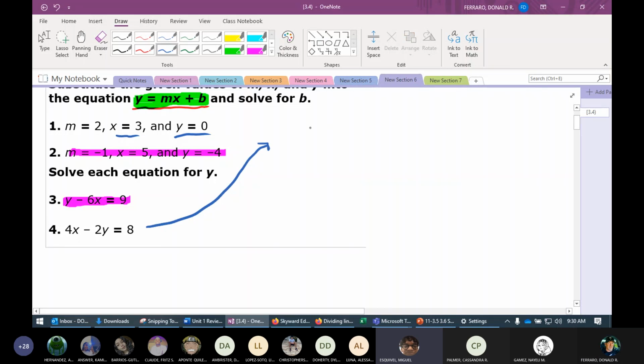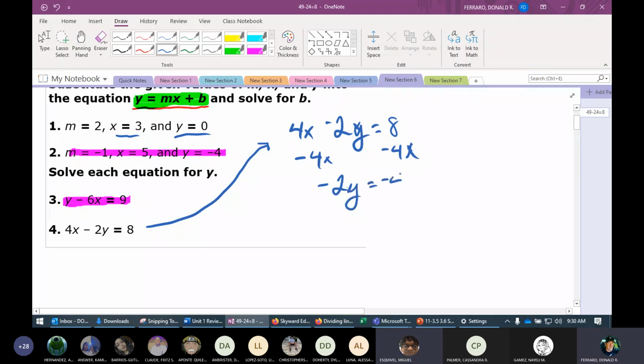So you're gonna hold on. 4x minus. I subtracted 4x on both sides. And I was left with negative 2y equals negative 4x plus 8. And then what I did was I divided negative 2 by everything. So I go negative 2 on there. I go negative 2 there. And I go negative 2 there, right?